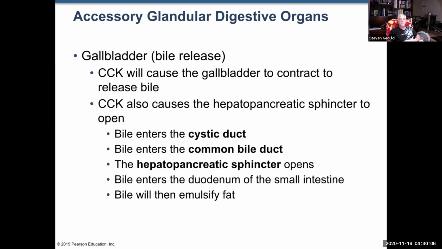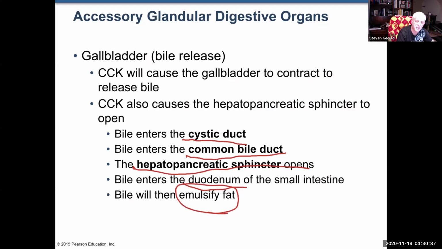Cholecystokinin causes the gallbladder to contract, which releases bile. Cholecystokinin also causes the hepatopancreatic sphincter to open. So now the bile can go from the common bile duct into the duodenum. The bile goes from the neck of the gallbladder into the cystic duct, enters the common bile duct, and the hepatopancreatic sphincter opens up and lets it into the duodenum of the small intestine, where it emulsifies fat, making it easier for the lipase to break down the fat that's released in the small intestine.